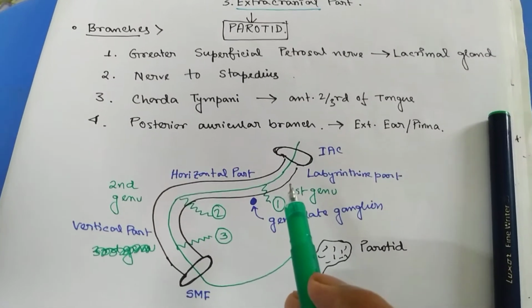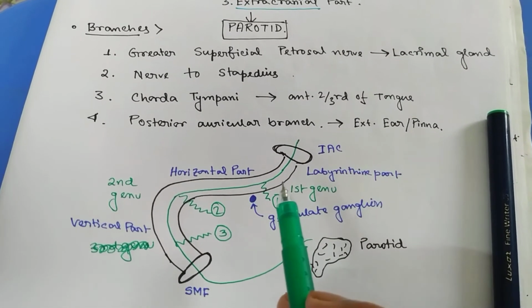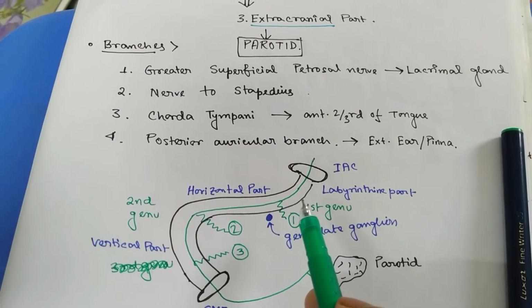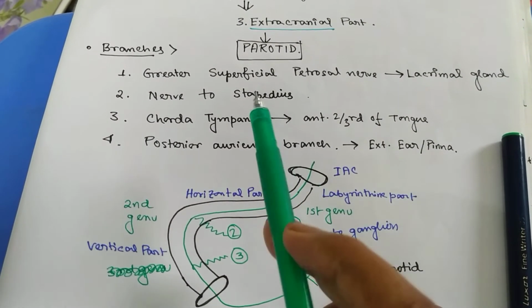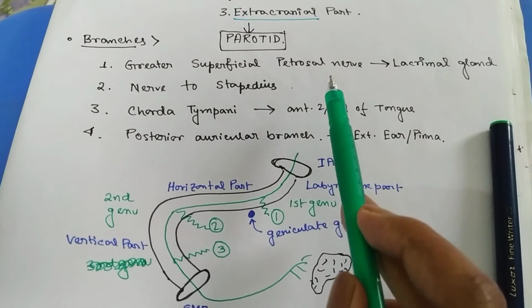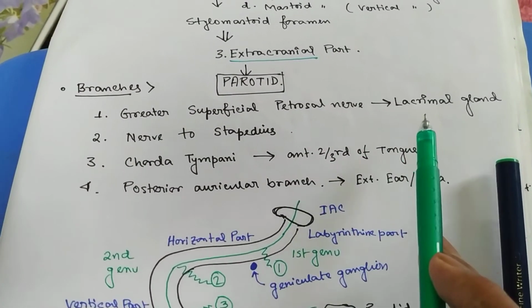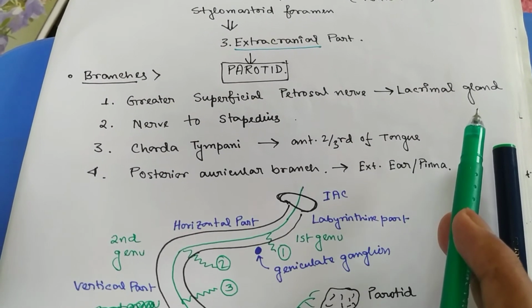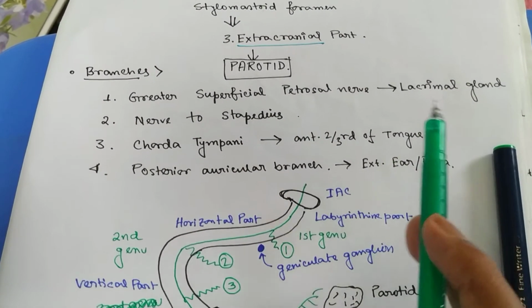In the facial nerve canal, the nerve gives rise to some branches. Like from the first part, that is the labyrinthine part, it gives rise to greater superficial petrosal nerve, which supplies the lacrimal gland, and the efficacy of this nerve can be tested by Schirmer's test.